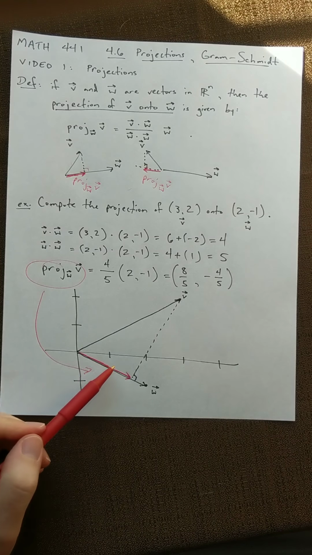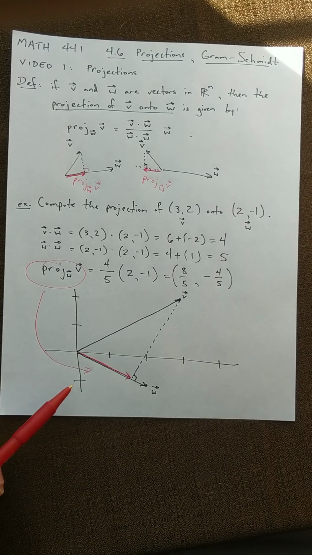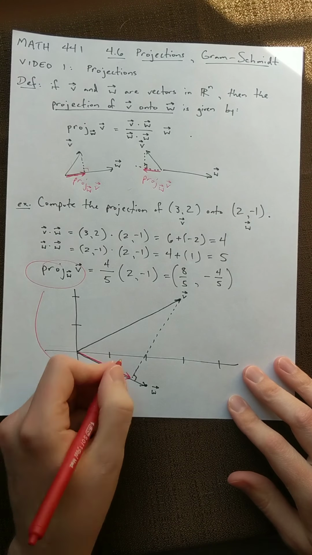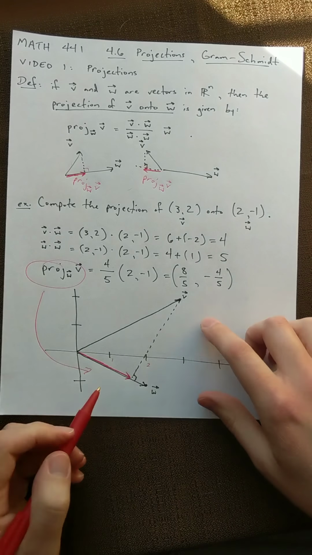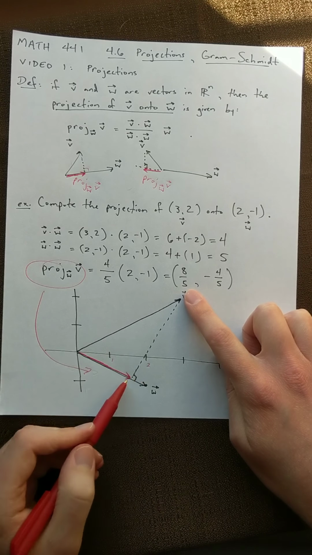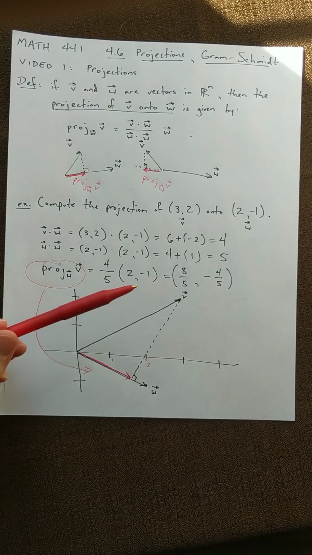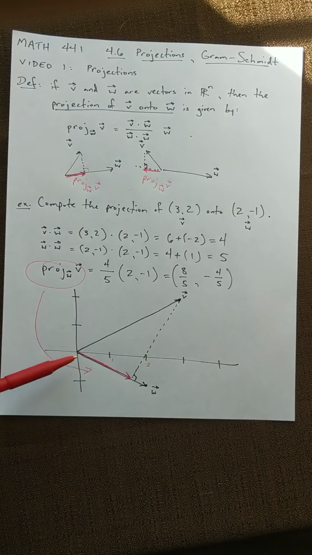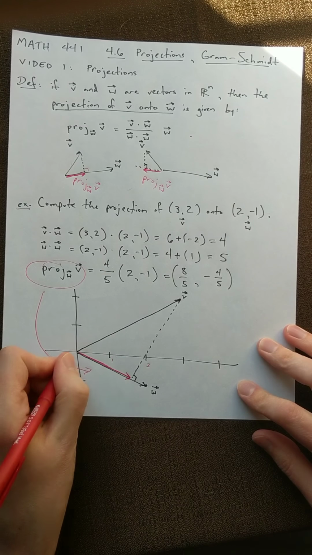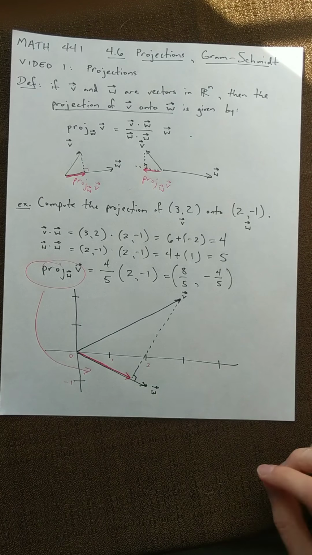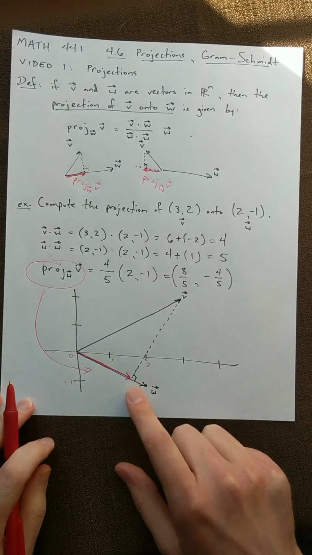And let's see, does this look like it's about (8/5, -4/5)? Horizontally, it's between 1 and 2, so sure, looks a little more like 1.5, but if the algebra says it's 8/5, I'll buy it. And vertically, it's -4/5. It's somewhere between 0 and -1. So again, I feel like I buy that. Okay, so that's more or less going to be our picture of the projection.